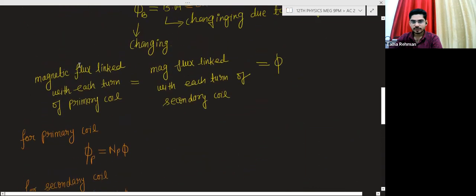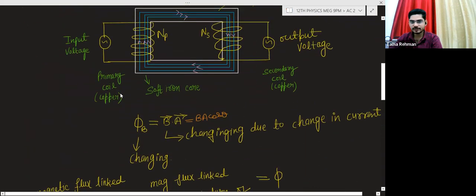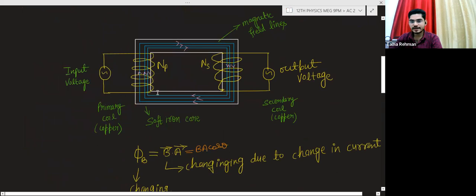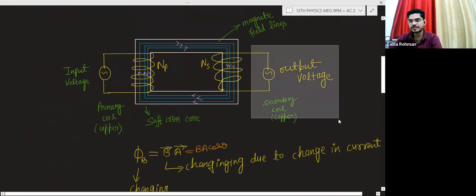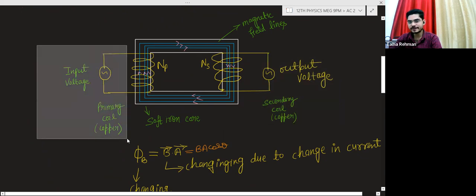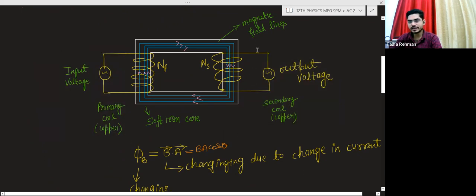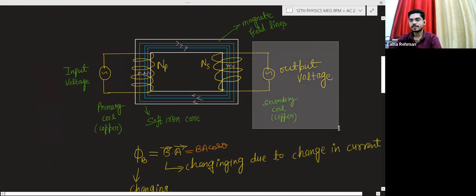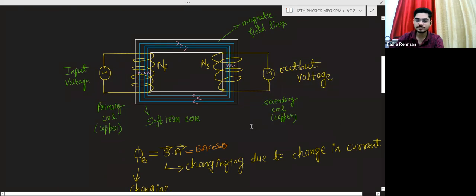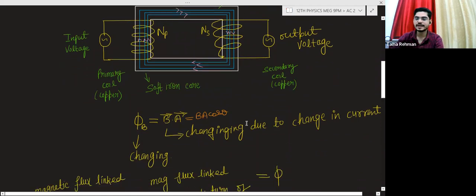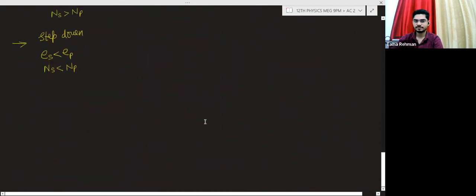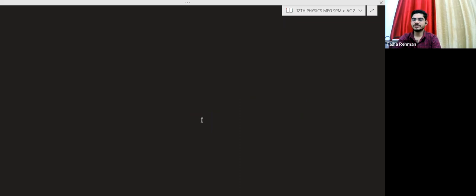Means we are supplying the energy here, and here we are getting the same amount of energy. Here we are supplying the electrical energy, same amount of electrical energy we are getting here. I am assuming that the transformer is 100% efficient. But remember, in this world nothing can be 100% efficient. So this is just the ideal case.